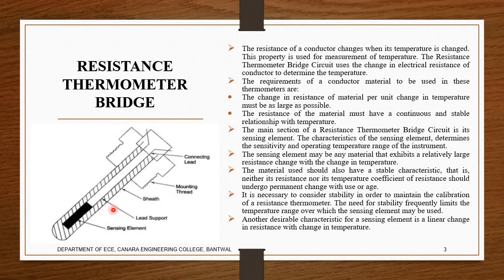And also we have to consider the stability in order to maintain the calibration of the resistance thermometer. Why? The calibration: whatever readings we have taken, if it is not accurate or not calibrated, the output used for any application might go wrong. So we can have an error or losses, or we don't get any determined values, it can happen.